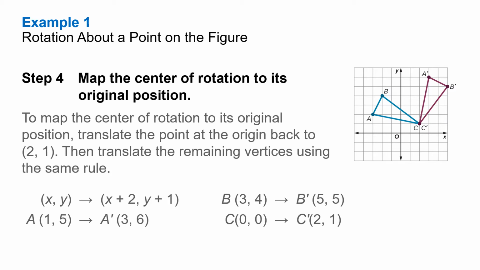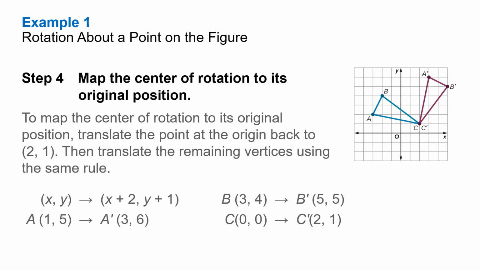The fourth step is to map the center of rotation to its original position. To map the center of rotation to its original position, translate the point at the origin back to 2, 1. Then translate the remaining vertices using the same rule. So in order to go from the origin back to the point 2, 1, we have to move 2 units to the right and 1 unit up. So our translation rule is (x, y) translates to (x + 2, y + 1).